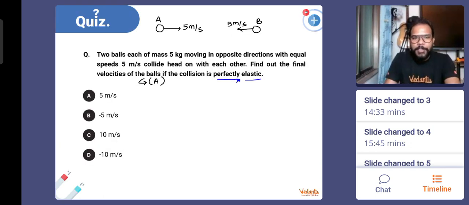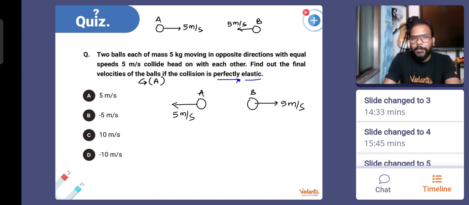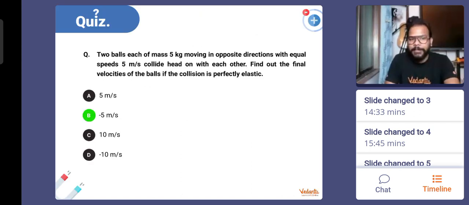That means what? After collision, ball A will move to the left with 5 meters per second, which was the velocity of B, and ball B will move to the right with 5 meters per second, which is the velocity of A. The question is asking for A. What is the correct answer? Now its final velocity has become minus 5 meters per second. That's why the correct answer is this.